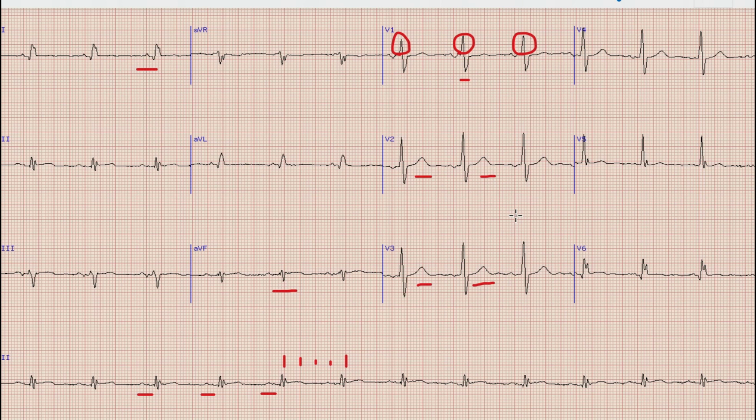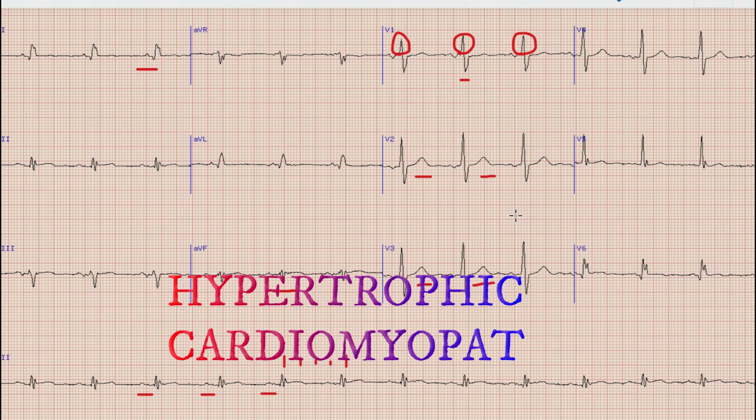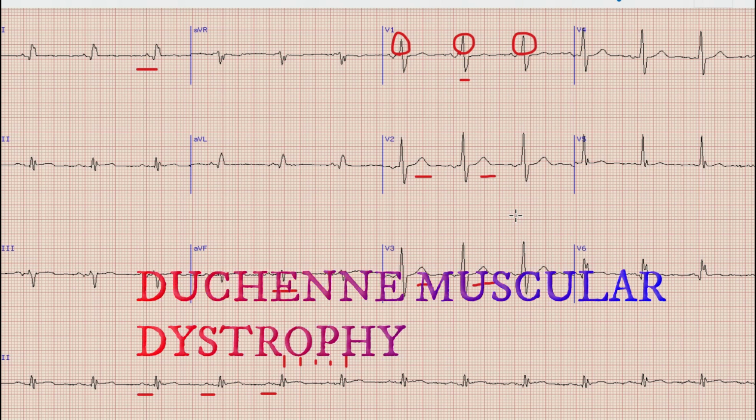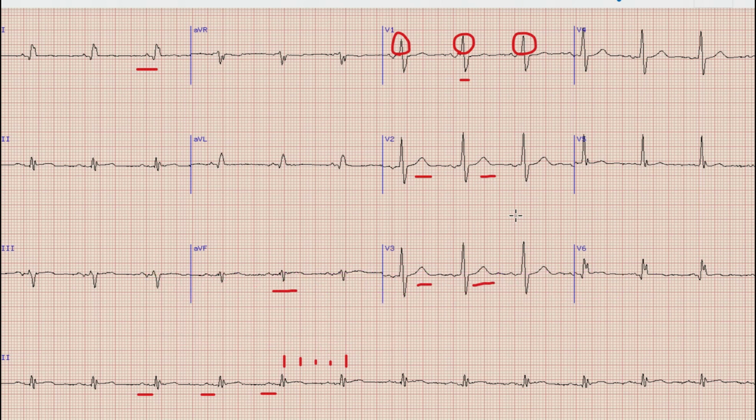Another cause is the presence of hypertrophic cardiomyopathy. But in case of hypertrophic cardiomyopathy, we usually find left ventricular hypertrophy as well as deep T wave inversions. In the absence of these two findings, we can rule out the presence of hypertrophic cardiomyopathy. Another reason for a prominent R wave in lead V1 is Duchenne muscular dystrophy, but this patient did not have any such history.